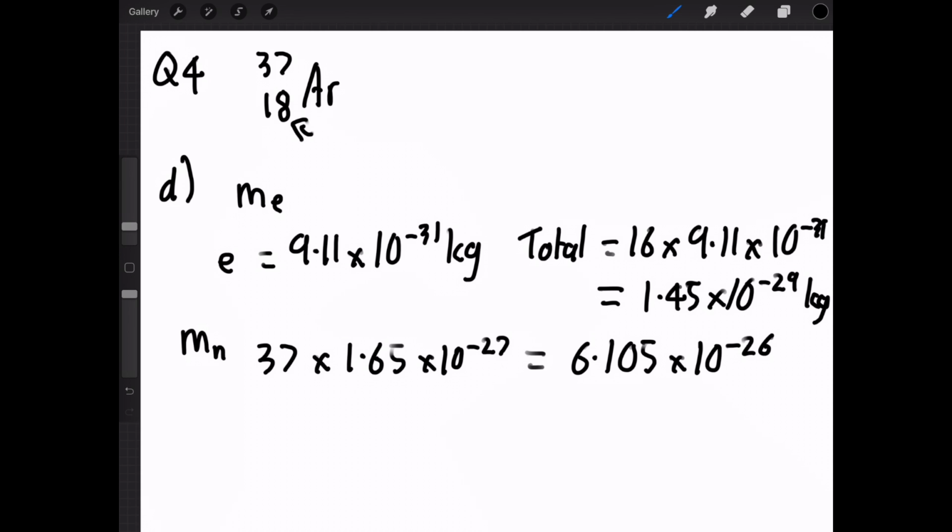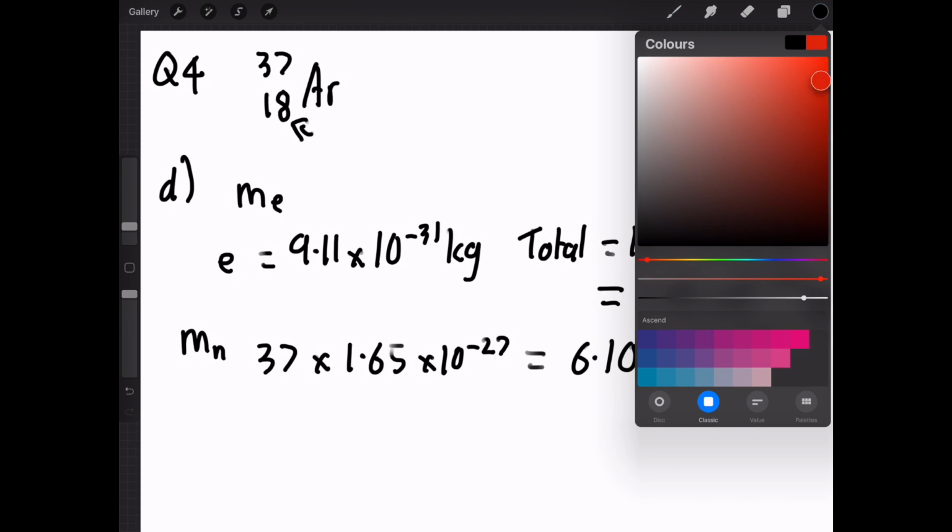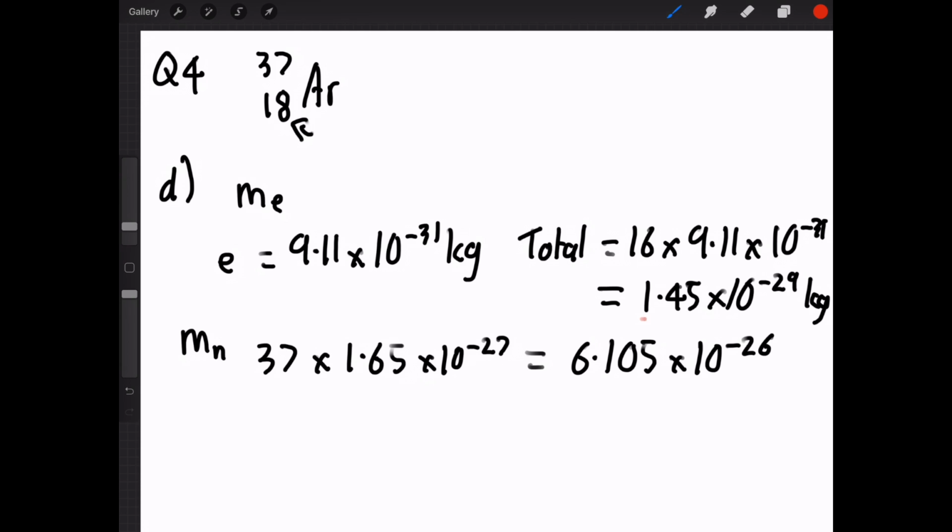And to work them out as a percentage, all I need to do is divide this number by that number. Really, this bottom number here should include the mass of the electrons as well, because it says the total mass of the ion. But this number here is going to be much smaller, so it won't make that much difference. So I'm not going to bother with that.